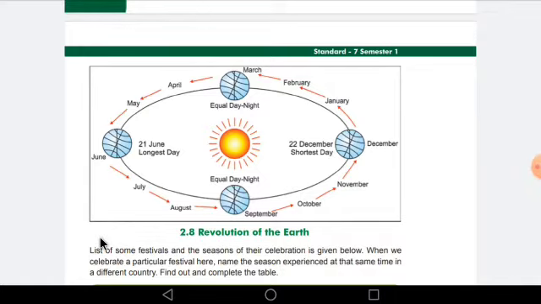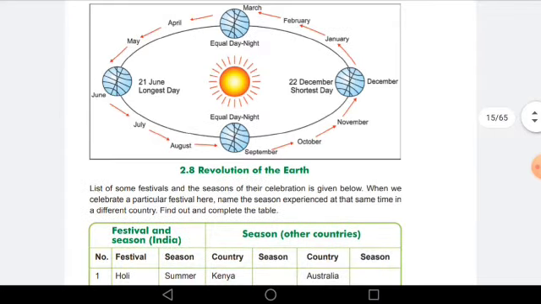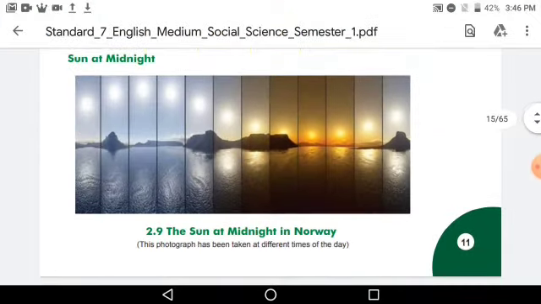So, in our last class, we have already studied the revolution of the earth. Our next topic is the sun at midnight. The sun at midnight in Norway. This is the photograph. This photograph has been taken at different times of the day.